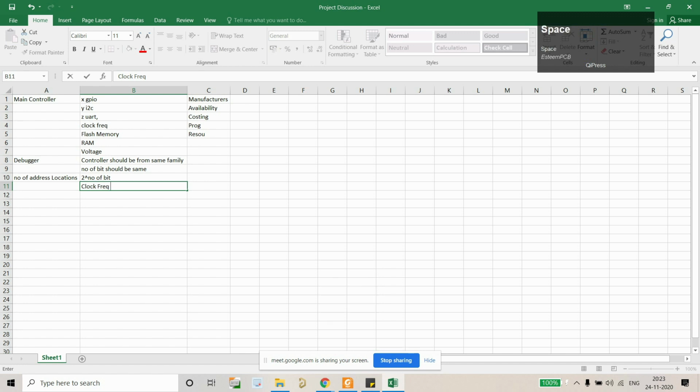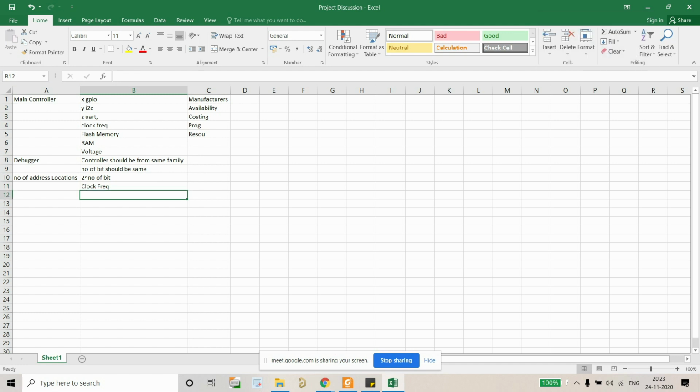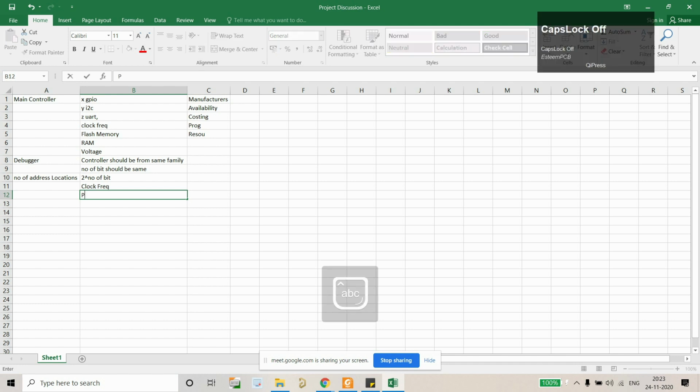So again, clock frequency should be the same for both the debugger and our main controller. That is also one reason it should be from the same family, so they support the same clock frequency. Another is the programming interface, which must be supported by both.